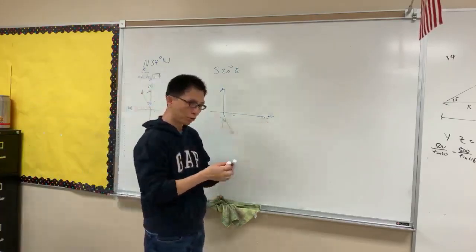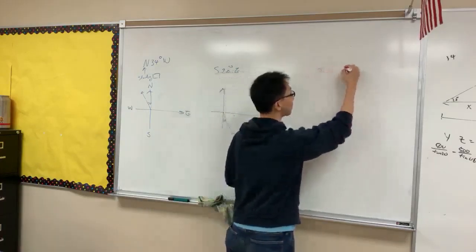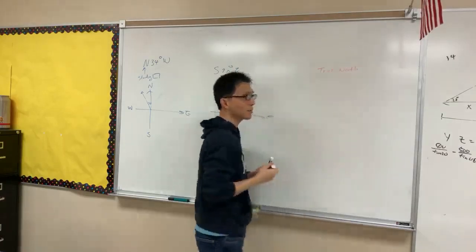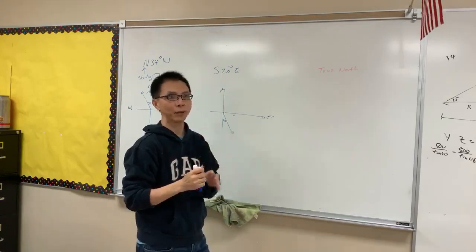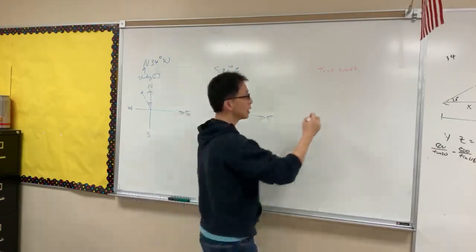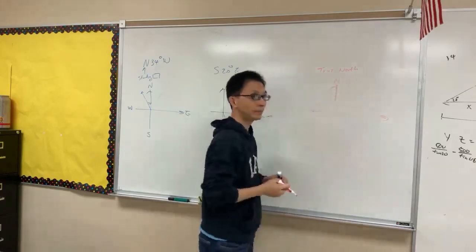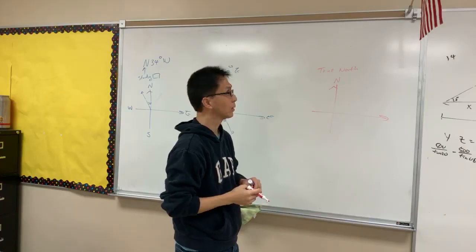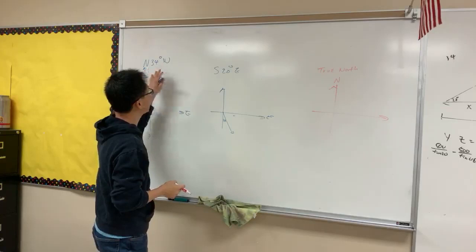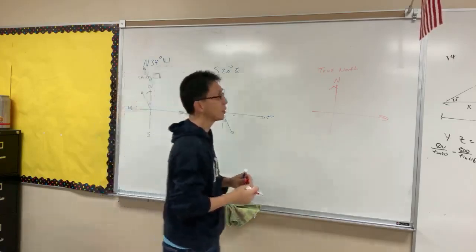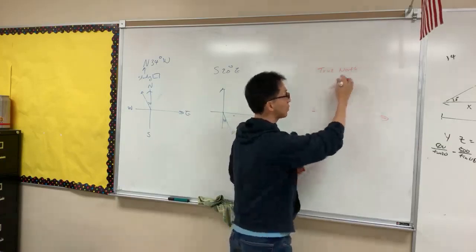Now we're going to talk about the true north system. The true north system is much easier. You don't have to deal with two angles. You only have to deal with one direction, which is north. So here is the north. Let's just say the same thing, north 34 degrees west. The true north system is based on north being 0 degrees.